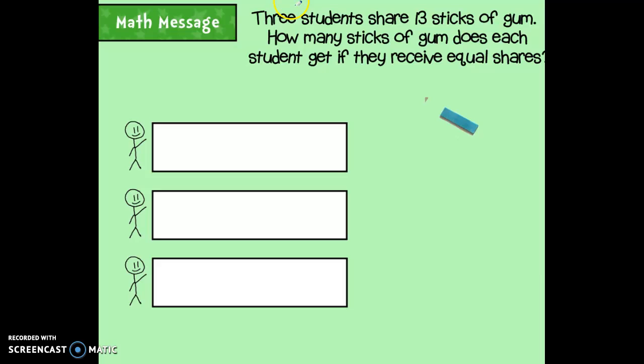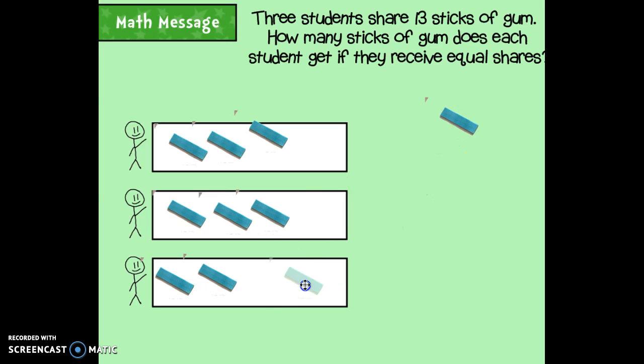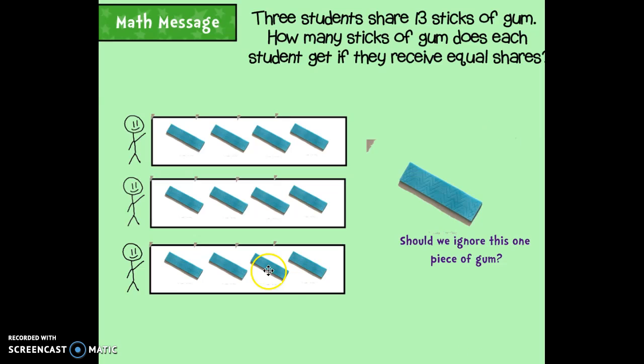So let's do it this way. If 3 students each get 13 sticks of gum, I can start dividing it out. I can go 1, 2, 3, 4, 5, 6, 7, 8, 9, 10, 11, 12, 13. I've got this stick left over. So do I just ignore this piece of gum? Because I see that each person got 4 pieces of gum, but now I've got this one piece left over.